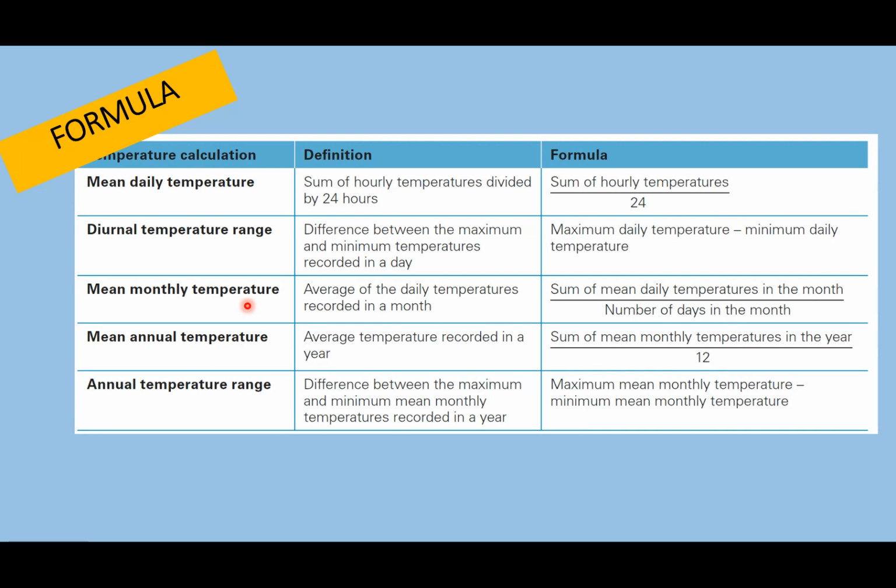Mean monthly temperature will be the sum of mean daily temperatures in the month over the number of days in the month. Mean annual temperature is the sum of mean monthly temperatures in the year divided by the 12 months. Annual temperature range is maximum mean monthly temperature minus minimum mean monthly temperature.